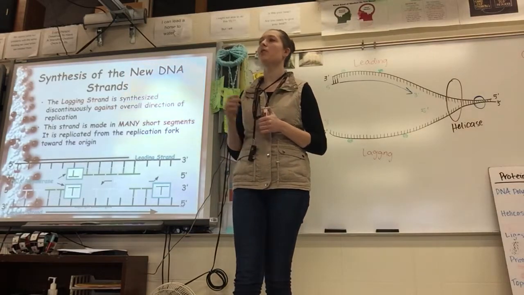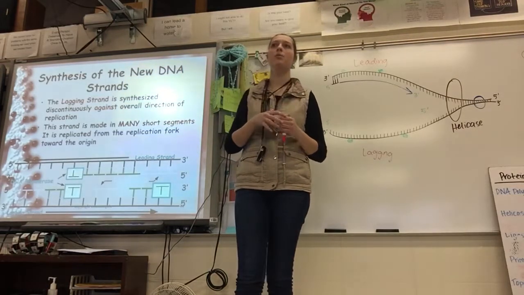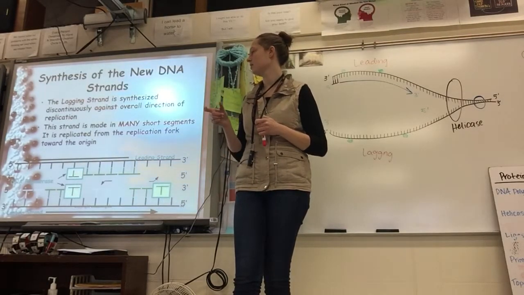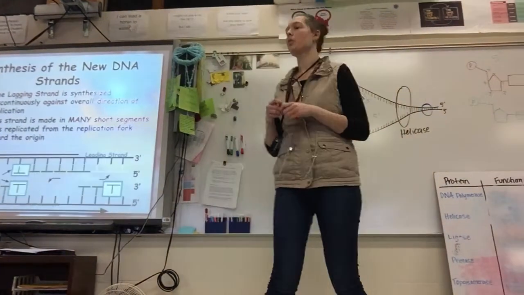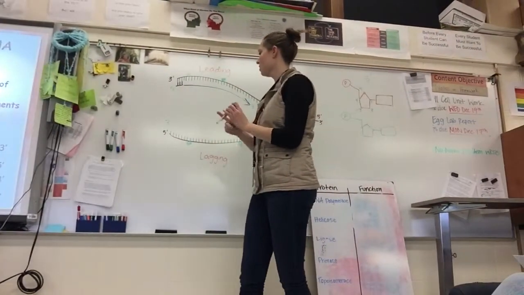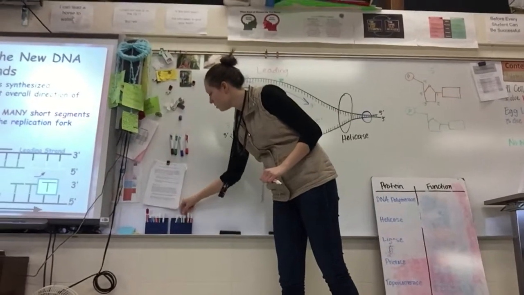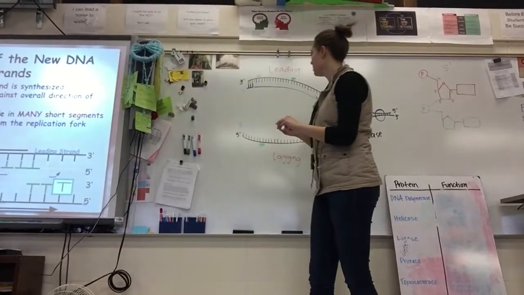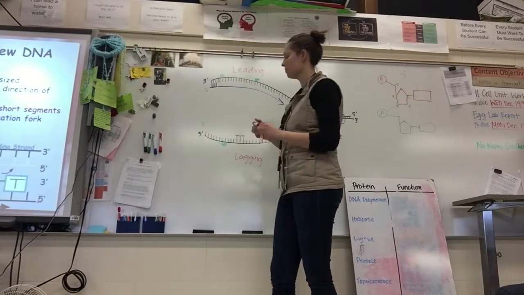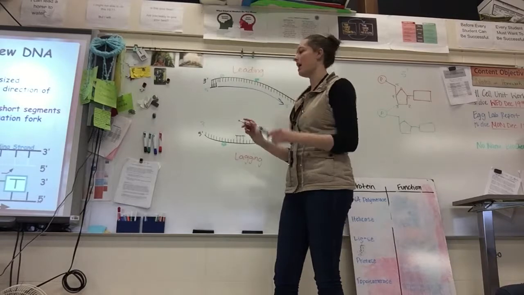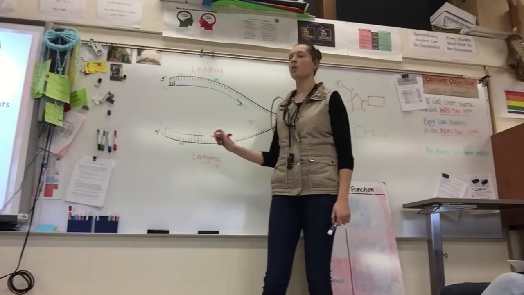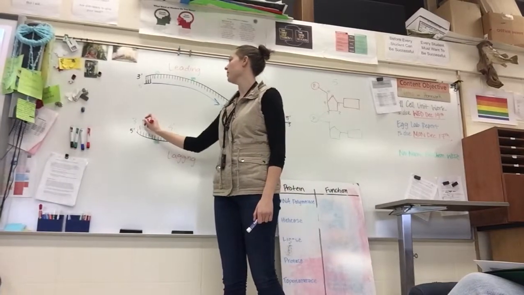So because we can't flow with the helicase and with the replication fork, we kind of have to do it in these little short chunks, these little segments. So when we're building from 5' to 3', we have to first lay down a little snippet, our RNA, and then we're going to start adding on DNA, but it can only go in this direction, because we're only going from 5' to 3'.